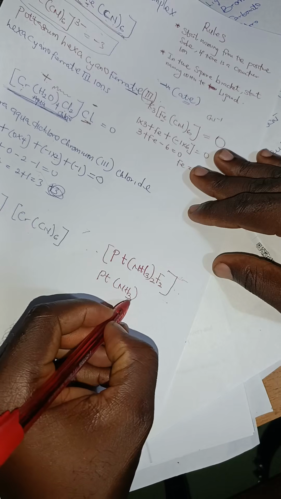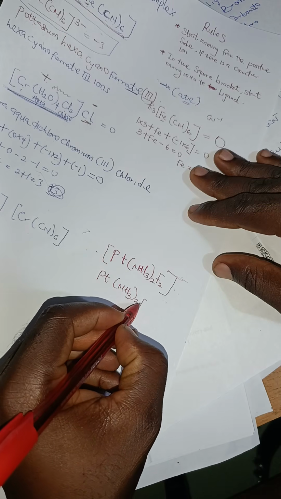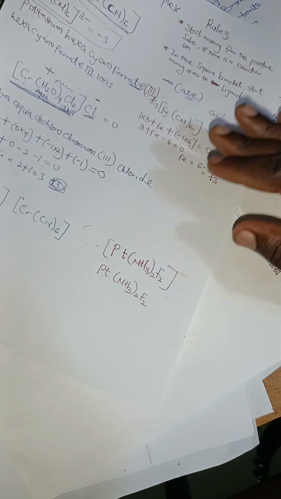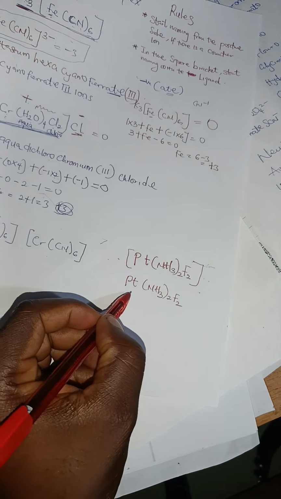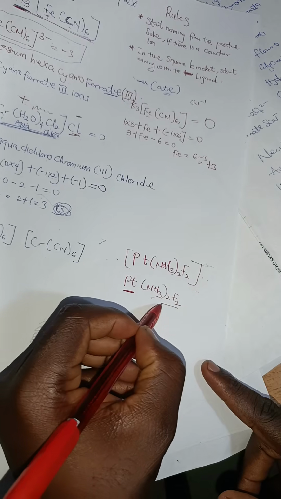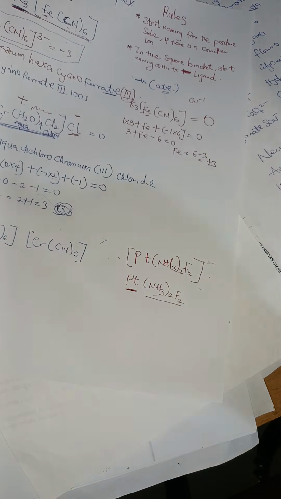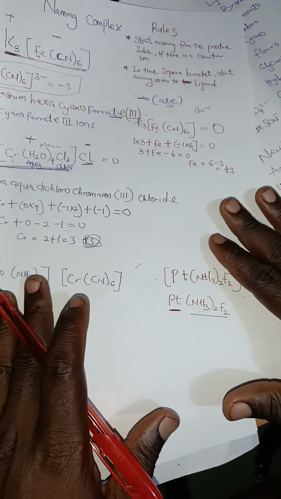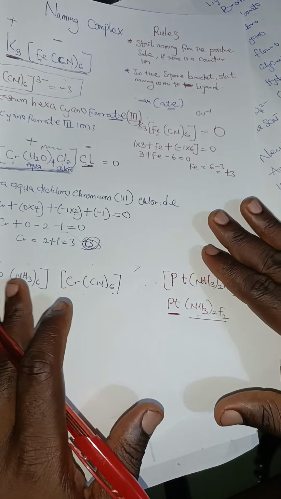You see it this way, without the square bracket. So it is a complex. This is the transition metal, then this is the ligands. We are still going to talk about it, and that is why you should check the introduction of this complex so that you can understand better.